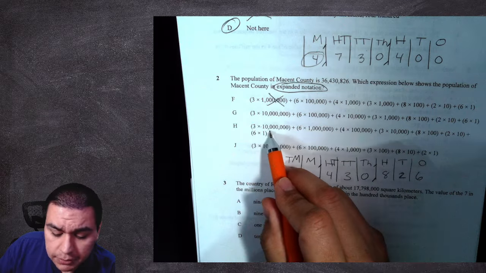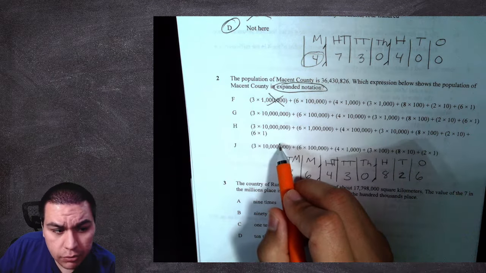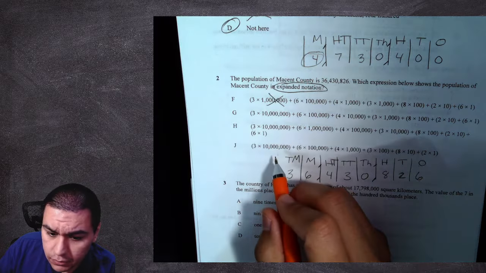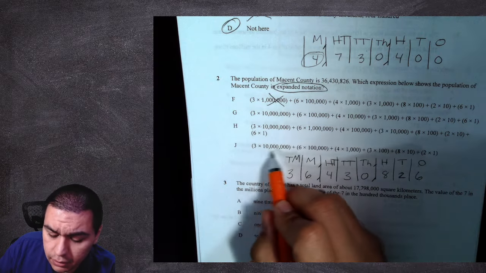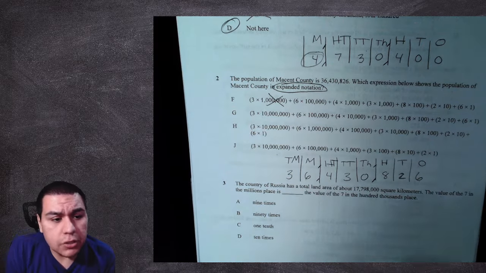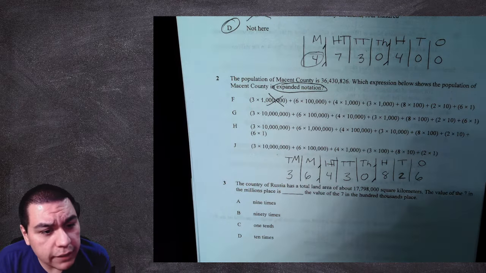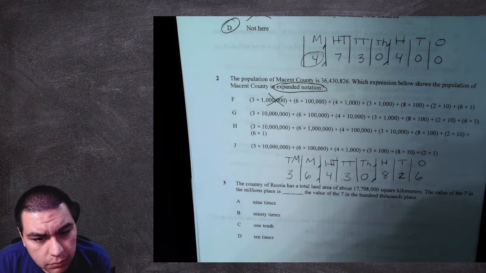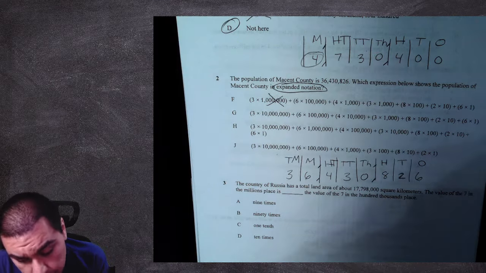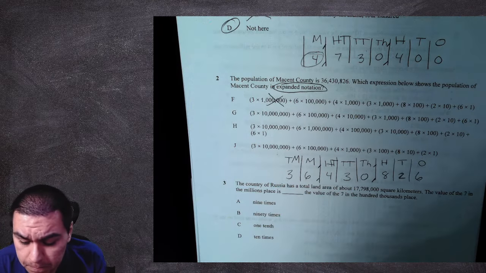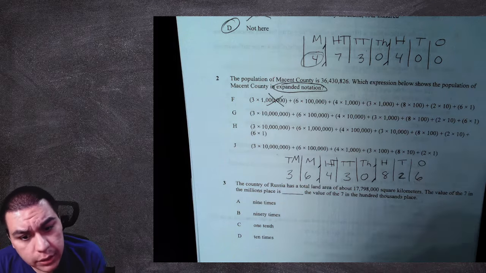H has 3 times 10 million. They also have the correct amount of zeros. Almost, Chase. And J also has 3 times million. Again, if I count the zeros, I find 7. Okay. So I got rid of one answer choice, which is good. I got to check the next one.